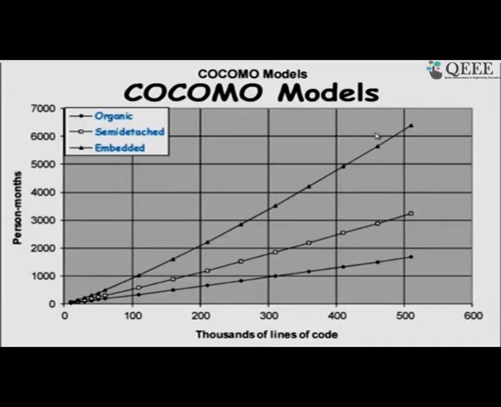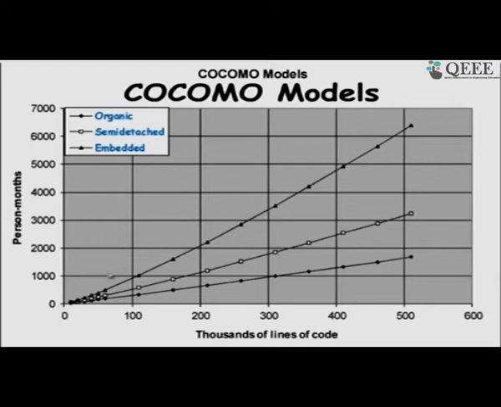and based on that rating it may scale up or down, and we will see the tools where you can enter those values and directly it will give you the estimate. So, if we plot the lines of code, that is the size of the software in lines of code, and the effort required in person months, we will see that for embedded it definitely requires more effort, and for organic it requires the least effort.